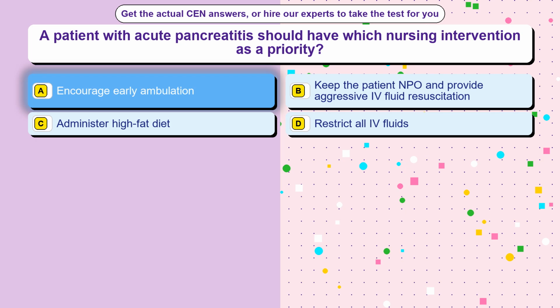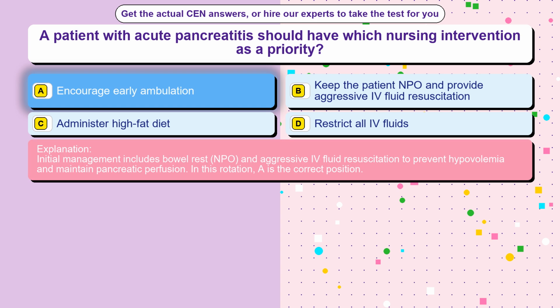The correct answer is option A, encourage early ambulation. Initial management includes bowel rest, NPO, and aggressive IV fluid resuscitation to prevent hypovolemia and maintain pancreatic perfusion. In this rotation, A is the correct position.